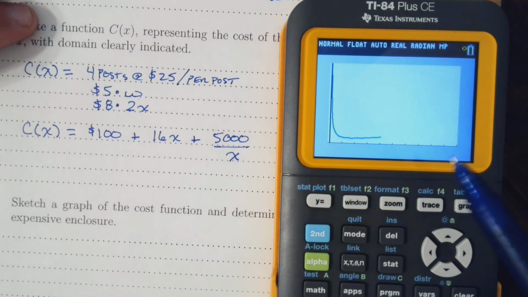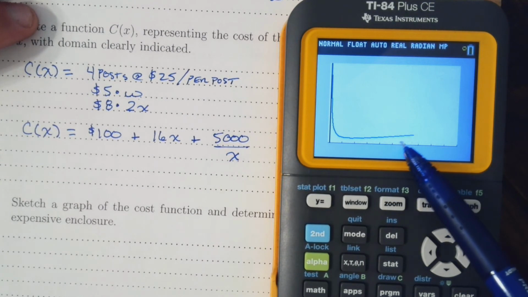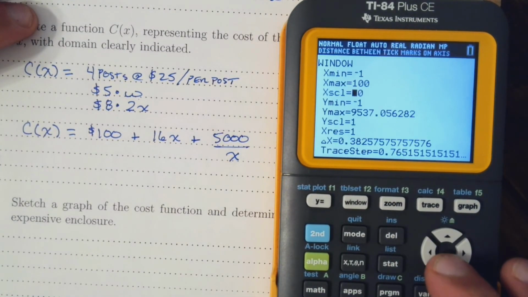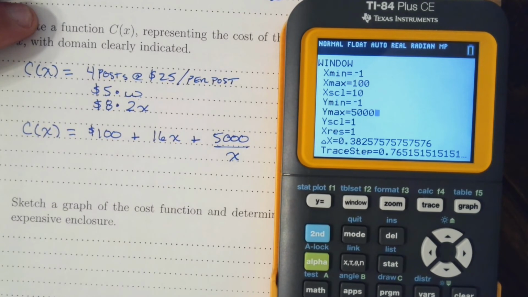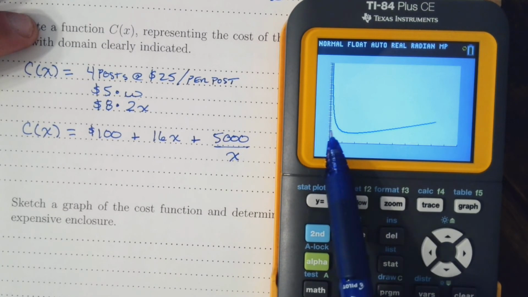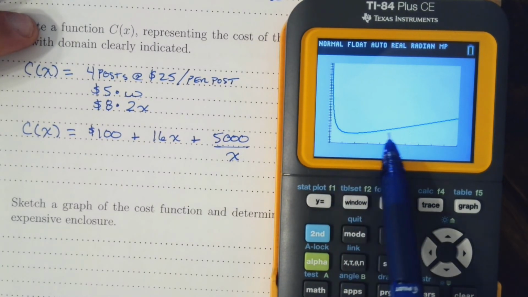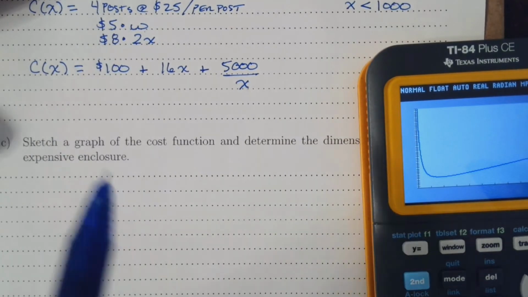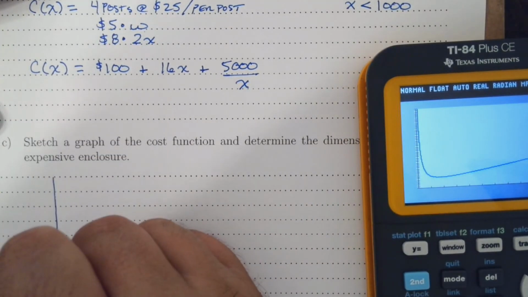And even with just those adjustments, we can see the shape of our graph a little better. And if I do change this y maximum, let's say we go to 5,000 with the y scale of 100, now I have my graph a little bit better, so I can see that there is a minimum cost, after which the cost does start to increase again. So I'm going to go ahead and sketch the graph of this function.